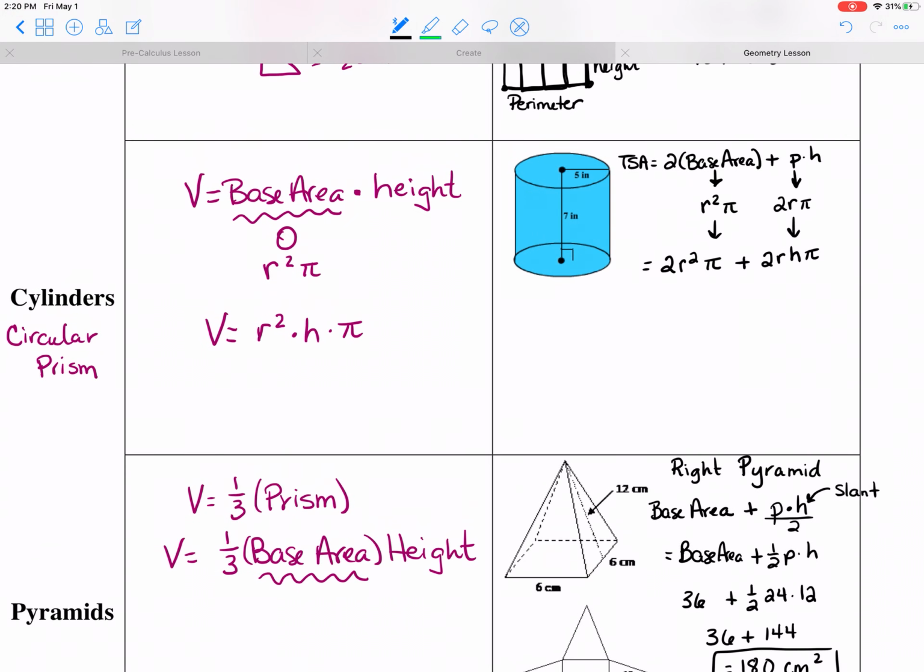I guess I didn't find the surface area for the cylinder, so if you want an example of how to find that, my radius is 5 inches and the height of the cylinder is 7. So we would have 2 times 5 squared pi plus 2 times 5 times 7 times pi. 2 times 5 squared would be 50 pi, plus 2 times 5 times 7 would be 70 pi. So we have 120 pi units squared.